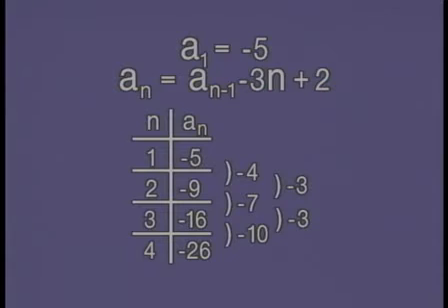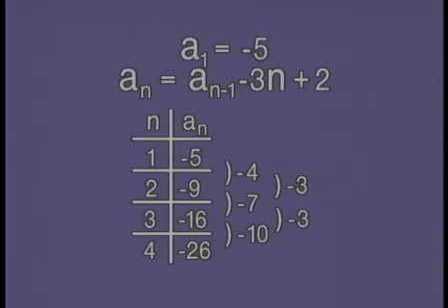The next visual tells us that a sub 1, a little different here, there is no a sub 0, a sub 1 equals negative 5, and that a sub n equals a sub n minus 1 minus 3n plus 2. And we've found four points by finding n is 1, 2, 3, and 4. We know a sub 1 is negative 5, so we wrote in negative 5.